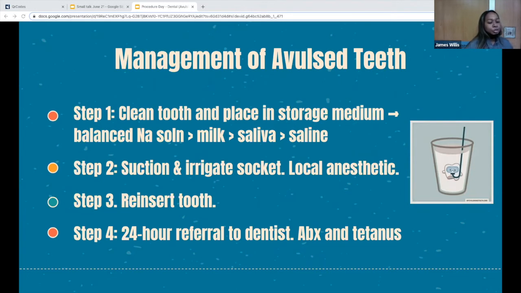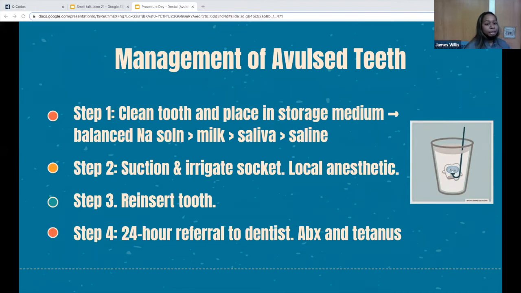You want to clean it and then place it in the storage solution immediately. That's your first step. If you don't have that, the next best thing would be saliva, and then if you don't have that, you would use saline. I think the easiest thing is probably milk. We almost always have milk around the ED, and you can place the milk in a bucket of ice, or place an ice pack around the milk just to keep it cold.